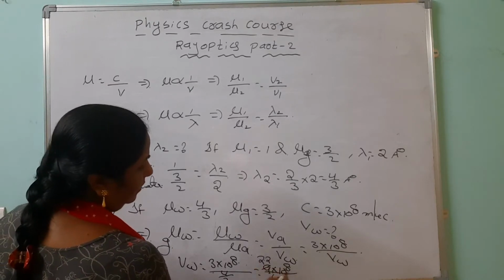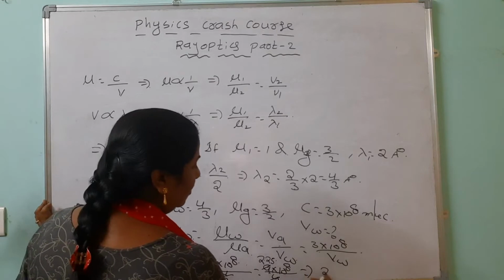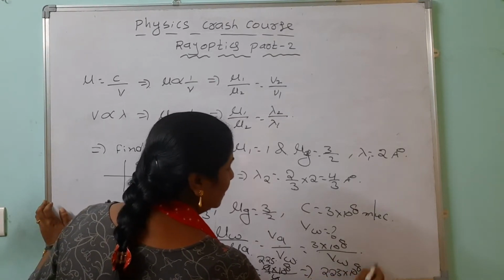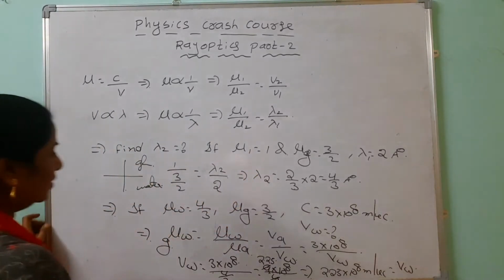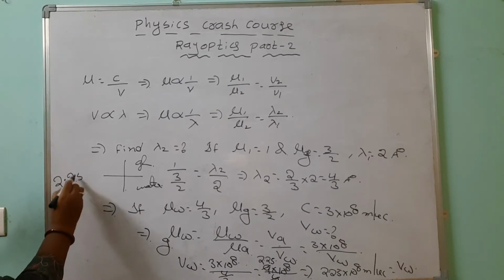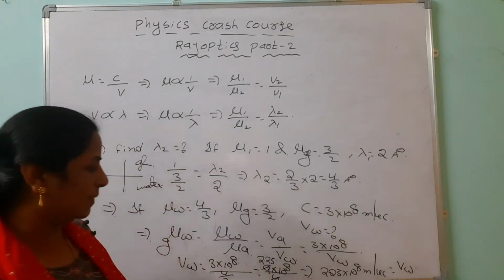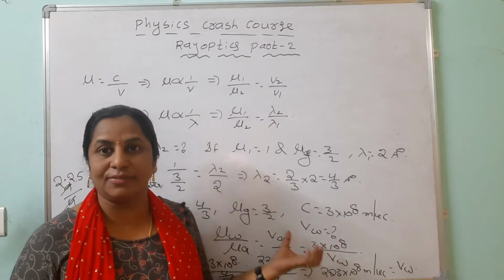Approximately you are getting 2.25 into 10 to the power of 8 meters per second. This is the velocity of light in water. So 9 by 4 is how much? 4 2s are 8, 4 5s are 20, yes, 2.25 into 10 to the power of 8 meters per second. Like that, for any medium you can find out the velocity of light.